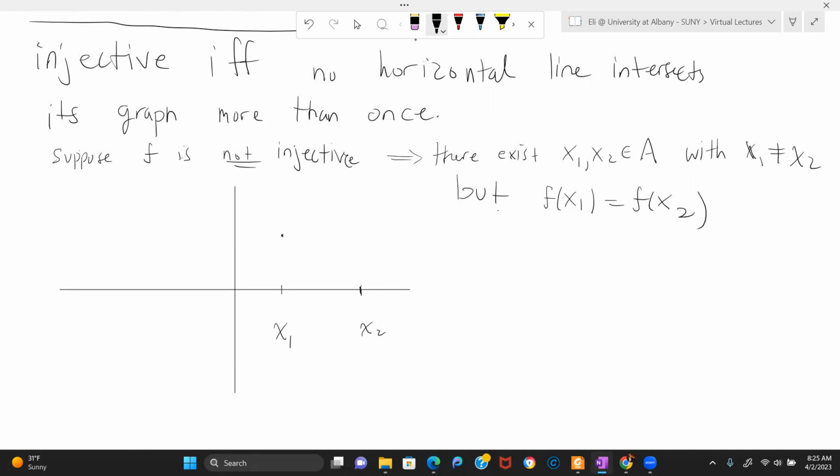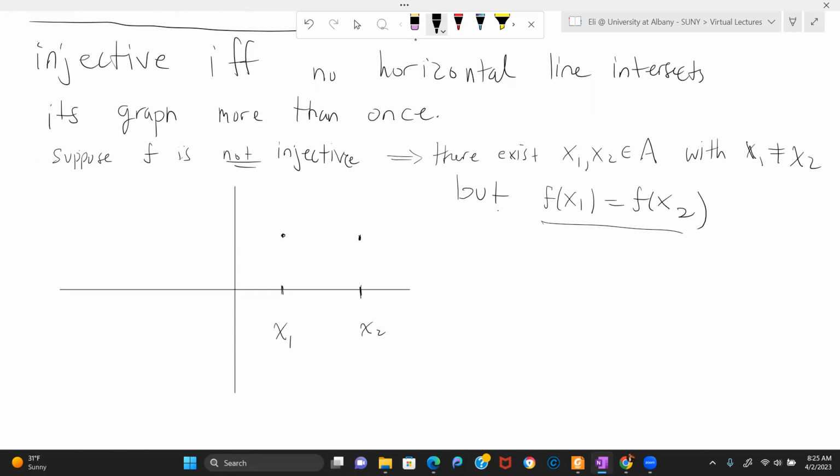And then there exist these points, and they're at the same height, because remember, I'm going to eventually draw the graph of the function. But what if you have distinct points x1 and x2 that have the same output? That means they have to be at the same height from the x-axis. That's what f of x tells you. It's the y coordinate, the output.